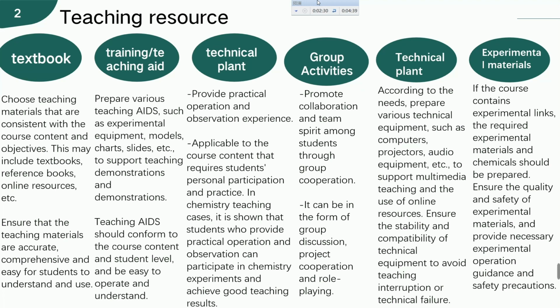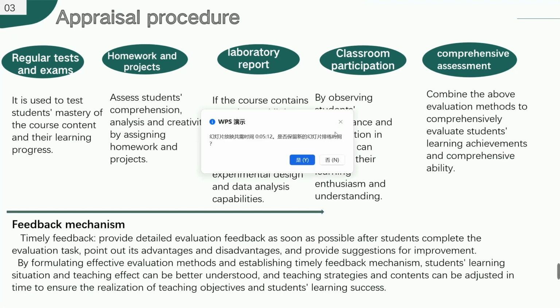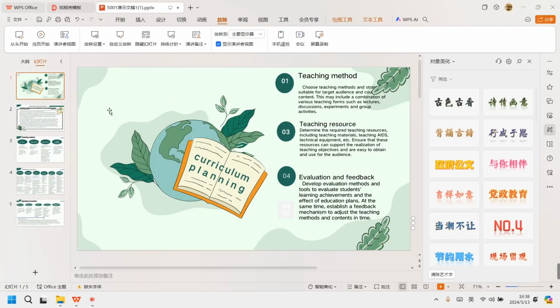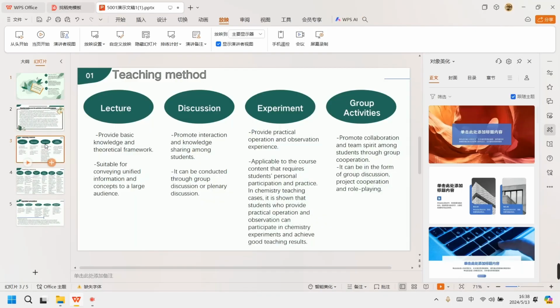And next is materials. If the course contains experiment links, it requires experimental materials and chemicals to be prepared. Ensure the quality and the safety of the experimental materials and provide necessary experimental operation guidance and safety protection. And next one is teaching.